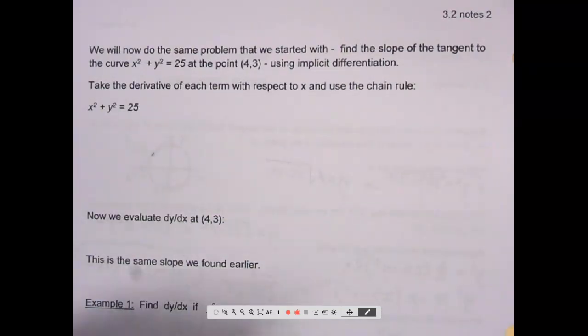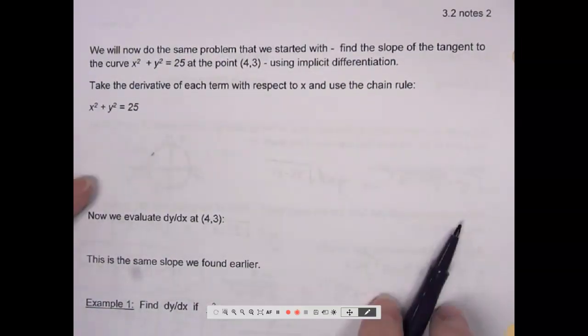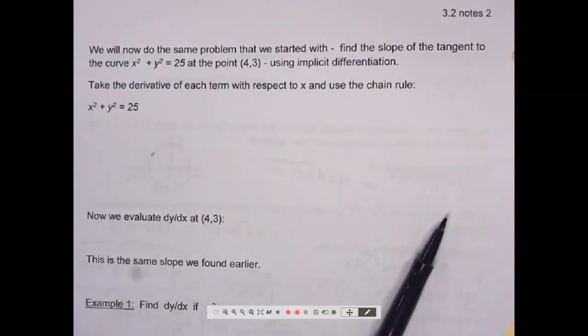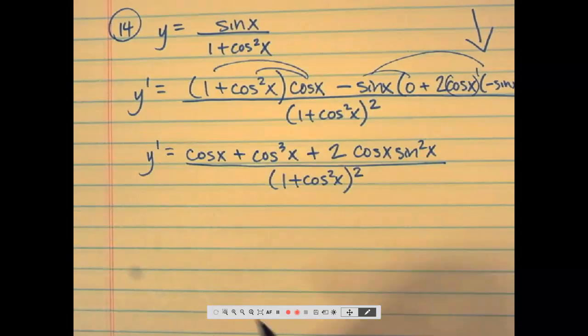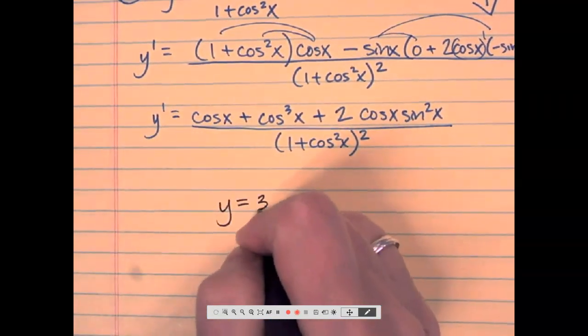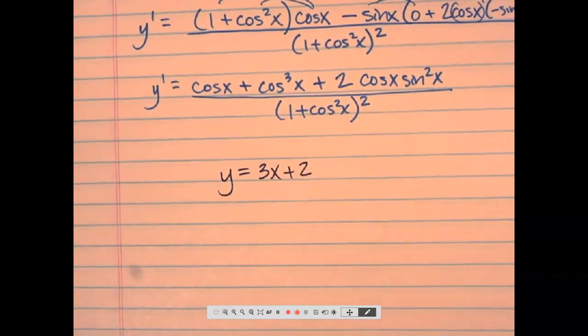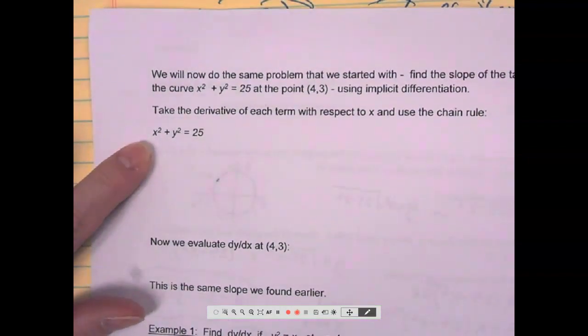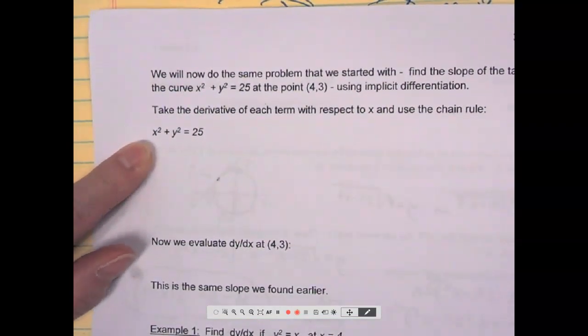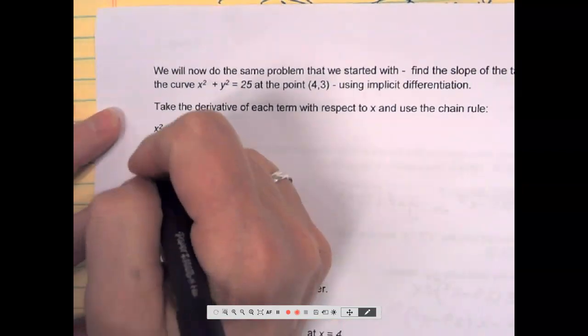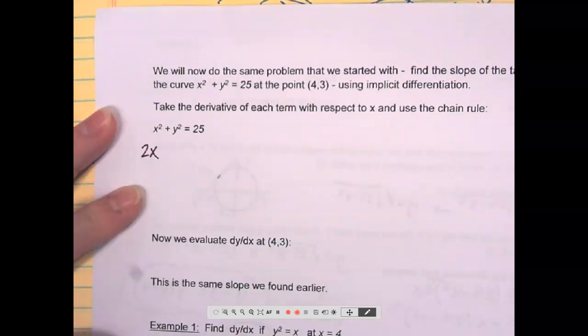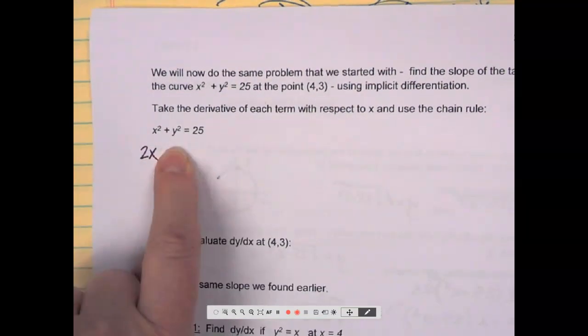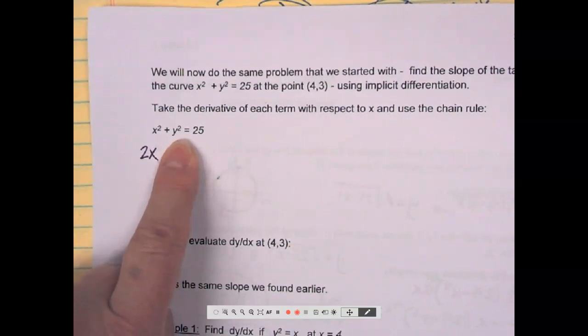Okay, so if I were to give you an equation, y equals 3x plus 2, and I said, what is the derivative with respect to x? What would you tell me? 3. Okay. If I have something like x squared, what's the derivative with respect to x? Okay, so that's easy enough. 2x is the derivative.